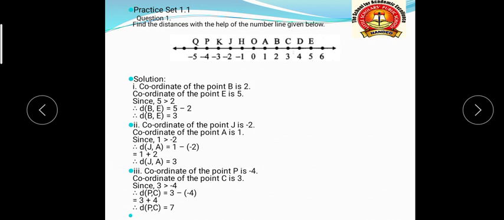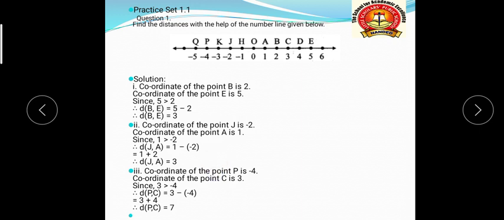In a similar way, we have to find the distance from J, A. What is the coordinate of J? J is minus 2. And what is A? A is 1. Which one is bigger? Obviously 1 is greater than minus 2. And therefore distance of J, A is equal to 1 minus (minus 2). So you will get 3. So distance of J, A is 3.